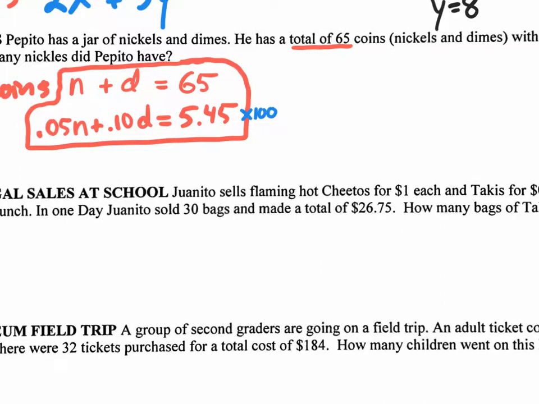So let me just rewrite the top one. I'm not going to mess with the top one right now. N plus D equals 65. The bottom one's going to become, I'll keep it in red, 5n plus 10d equals 545.